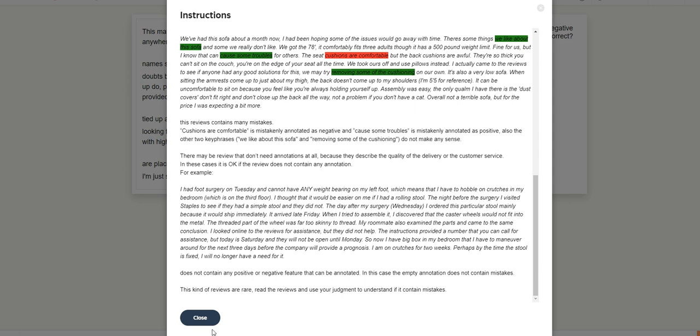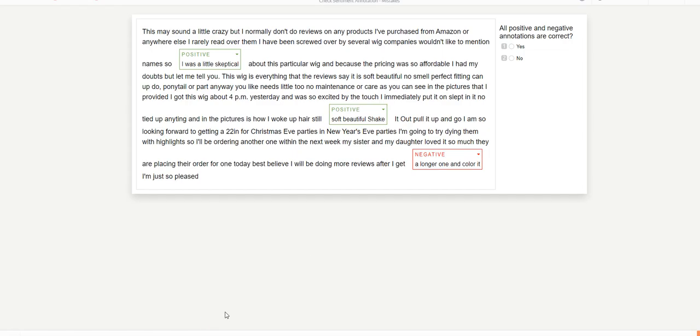I'm going to show you how to work on this one. It is, again, the training mode. Again, it's Check Sentiment Annotation Mistakes. So for this one, the question is whether all positive and negative annotations are correct. I was skeptical. This should be tagged as negative. "Soft, beautiful," that is correctly tagged or annotated as positive.